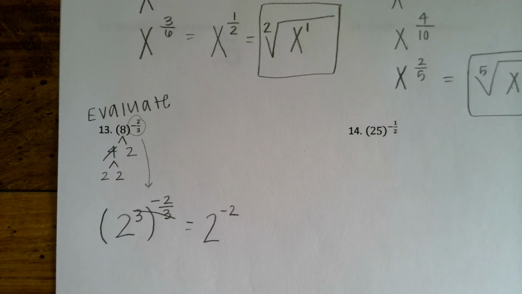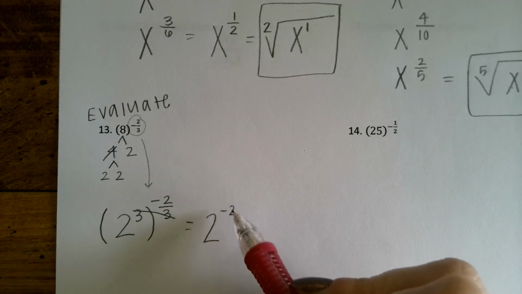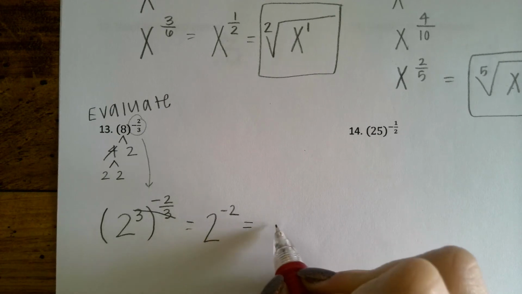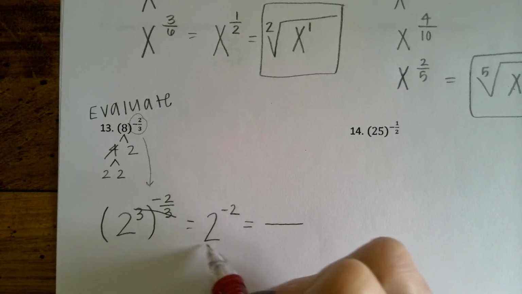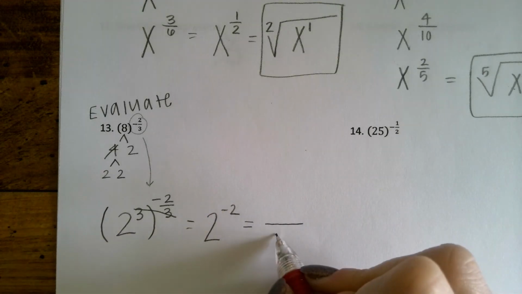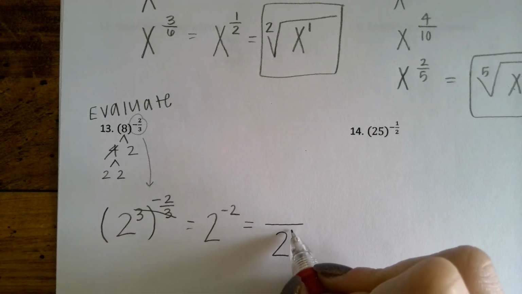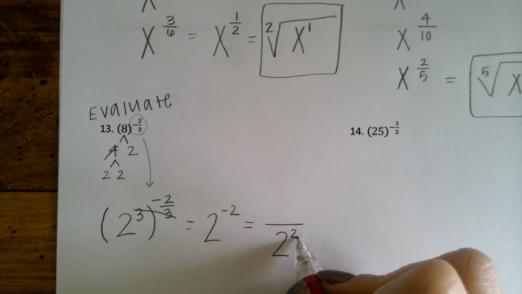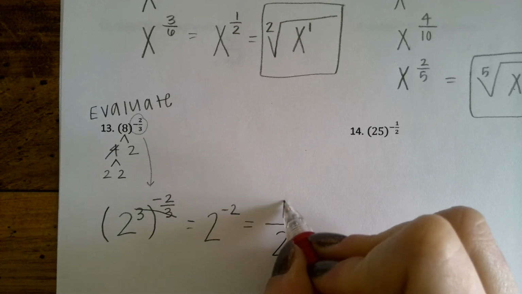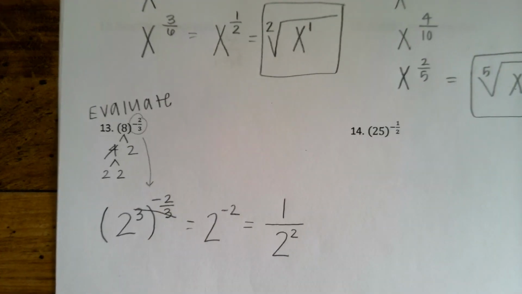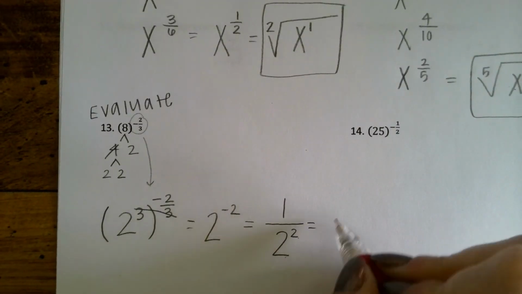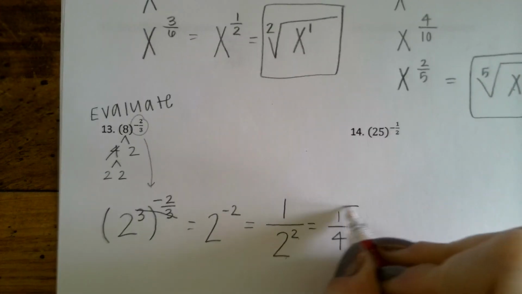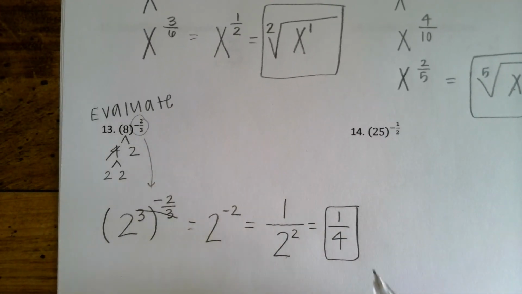There's a rule in math that says we cannot have negative exponents, so to change them, we're going to change this whole thing into a fraction. We're going to move the 2 to the negative 2 to the bottom of our fraction, and the negative becomes positive. If there's nothing left on the top, it's a nice little invisible 1. The last thing that I want to do here is figure out what 2 squared is. 2 squared is 4, so my final answer is 1/4.